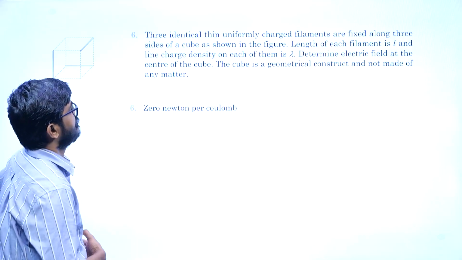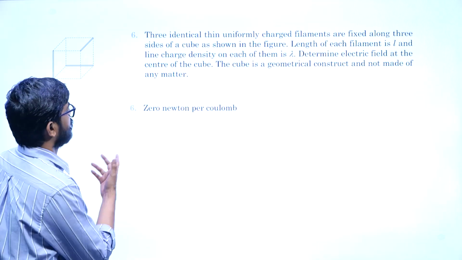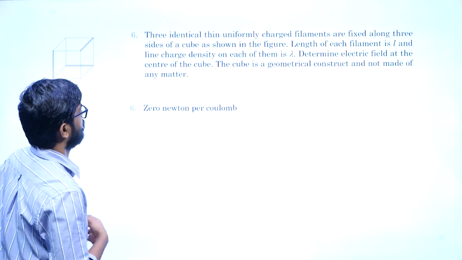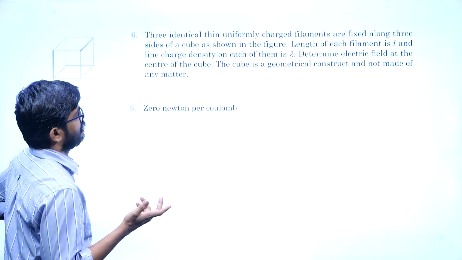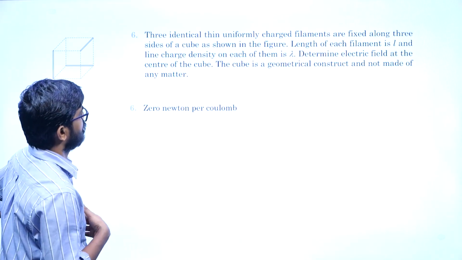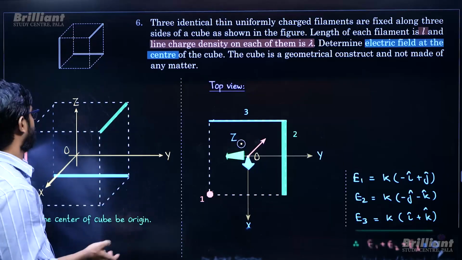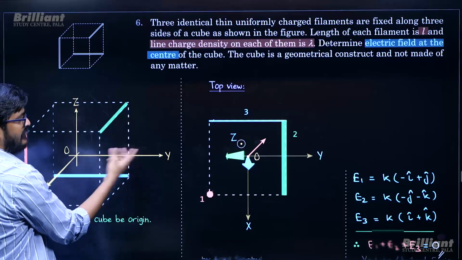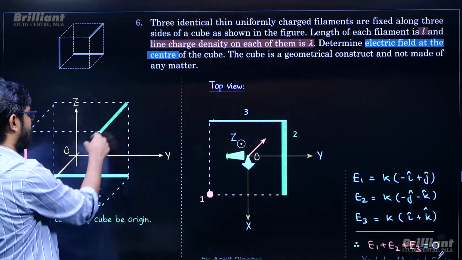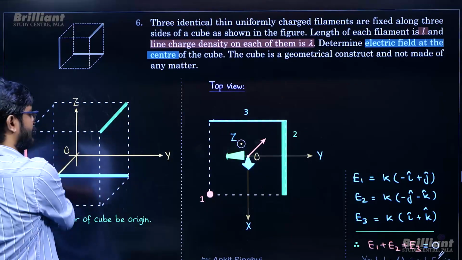3 identical thin uniformly charged filaments are fixed along 3 sides of the cube. Length of each filament is L and the cube is a geometrical construct and not made of any matter. So that's the question, and yes, corresponding colors you can see: field due to this one at the center, field due to this one at the center, field due to this one at the center.